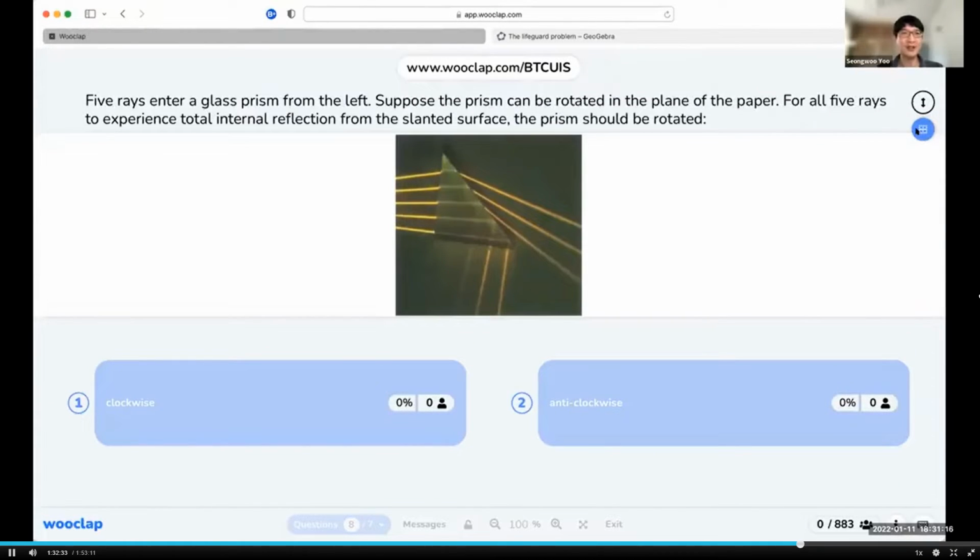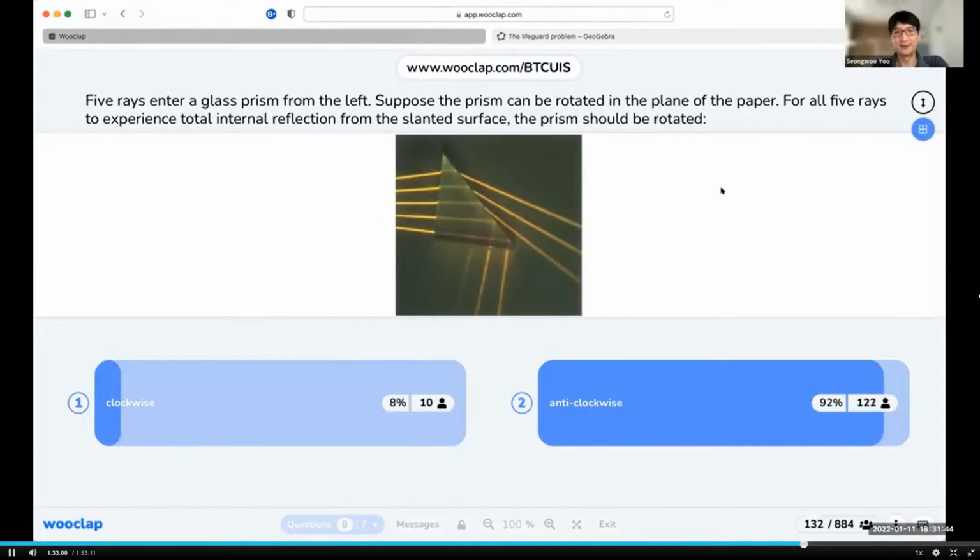So 5 rays enter a glass prism from the left, and then we can rotate the prism. If you want all the 5 rays to experience total internal reflection, do you want to rotate the prism clockwise or anti-clockwise? We want to move it clockwise or anti-clockwise?